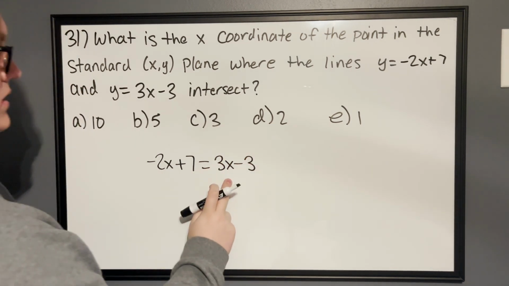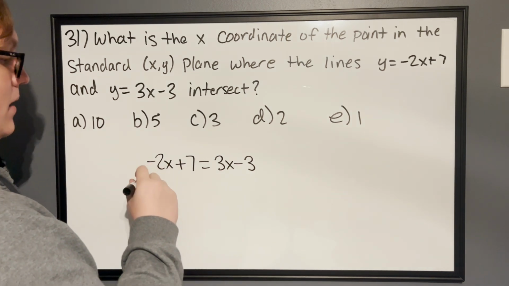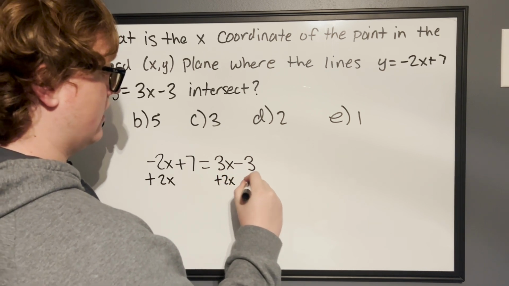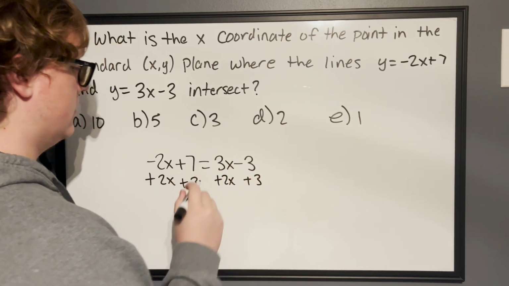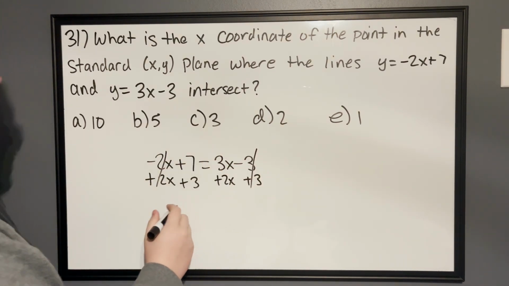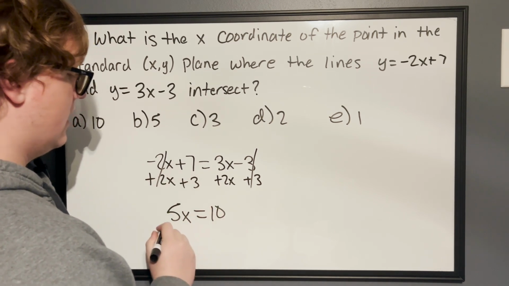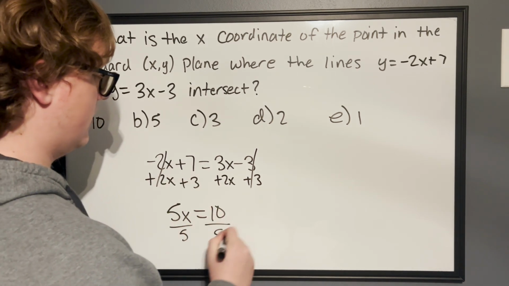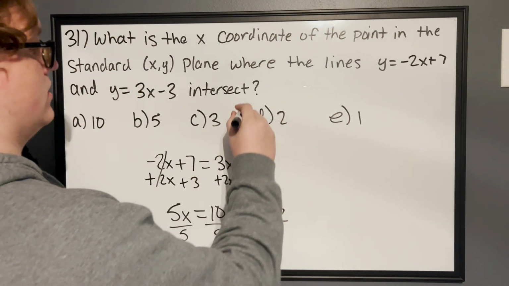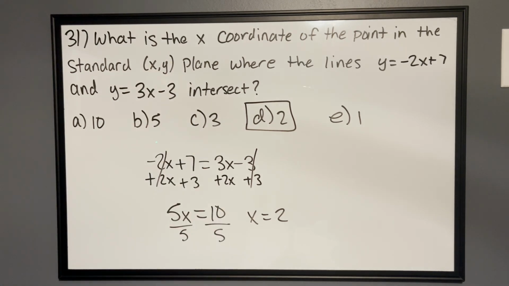So we can add 2x over here and add 3 over here, and then we'll be able to cancel terms. So add 2x to both sides, add 3 to both sides, and these will cancel. 3x plus 2x is 5x, is equal to 7 plus 3, which is 10. Divide all these by 5, we get x is equal to 2. So our answer for question 31 is going to be option D. So let's move on to question 32.